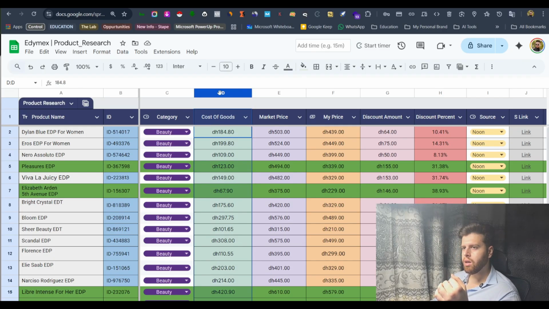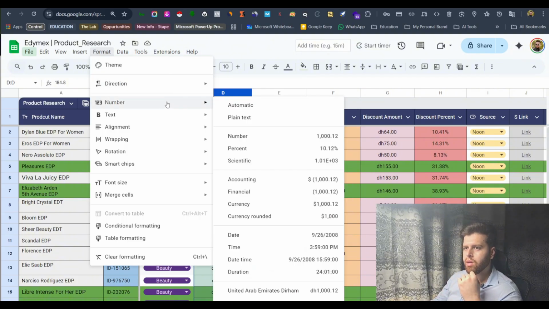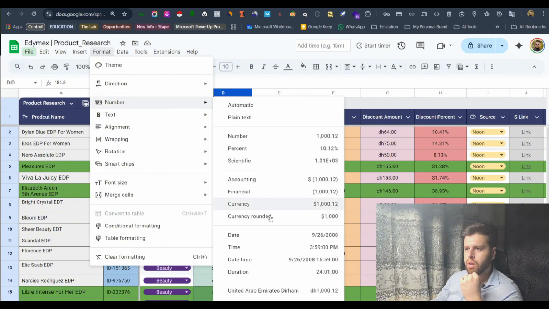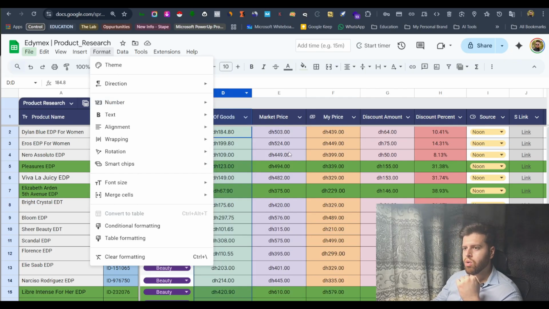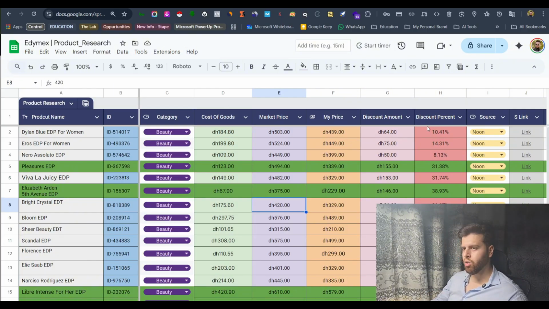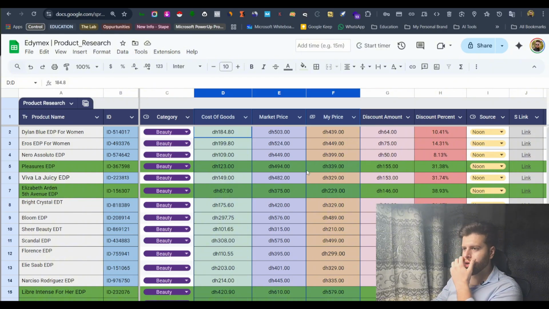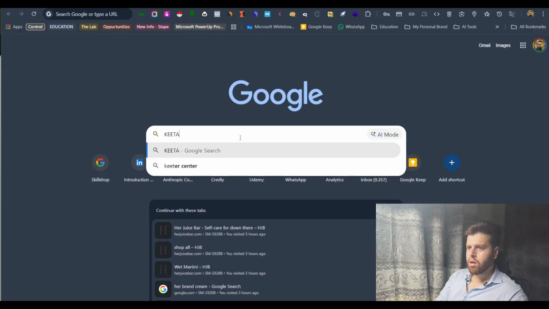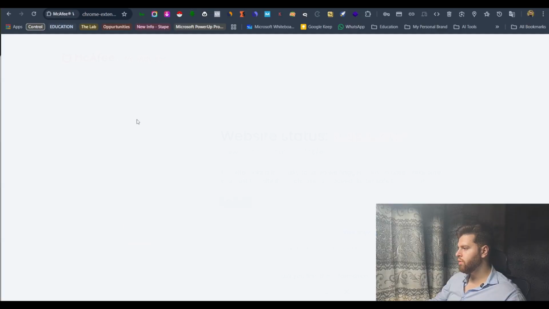If you click on any column and format, and then go to number, and here a currency, and change it to dollars. And if you want to change multiple columns, you can just select multiple columns, because here you have text, so you need only to change the numeric cells. What we did here is after the category, you have cost of goods, market price, because I'm not sure if you're familiar with this food delivery service here in Dubai.